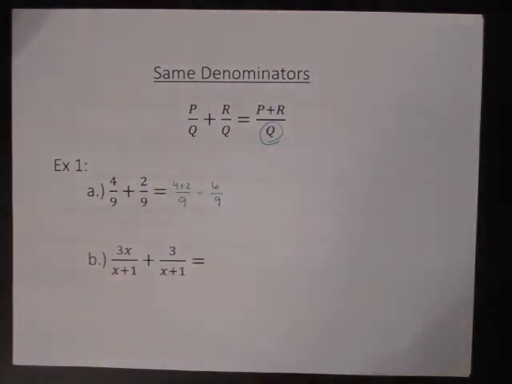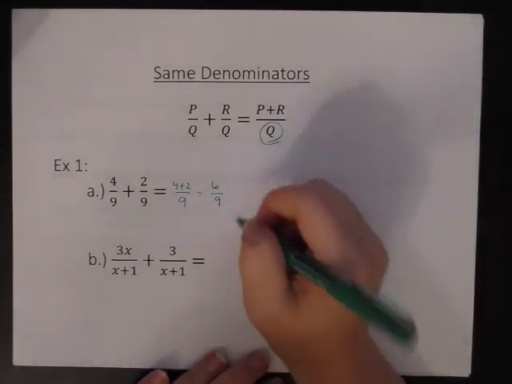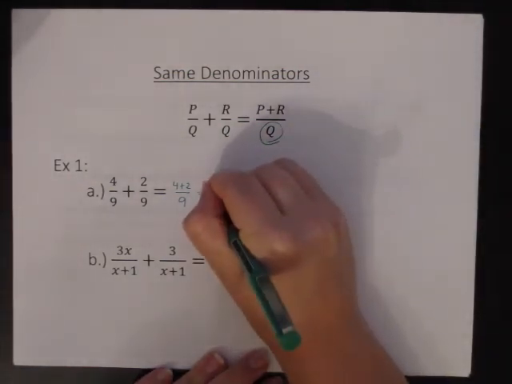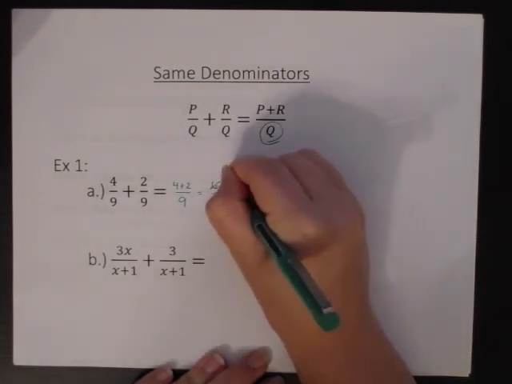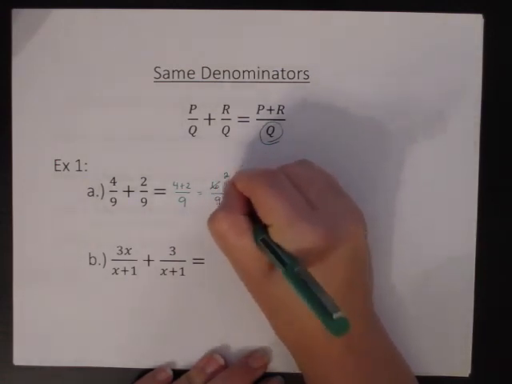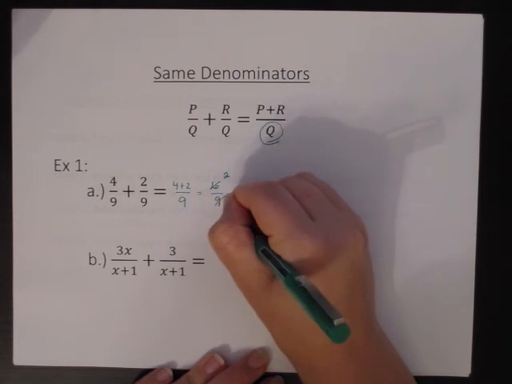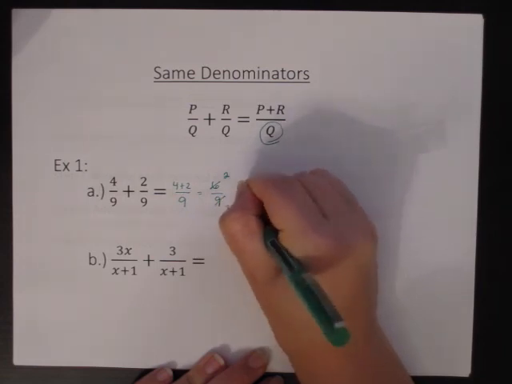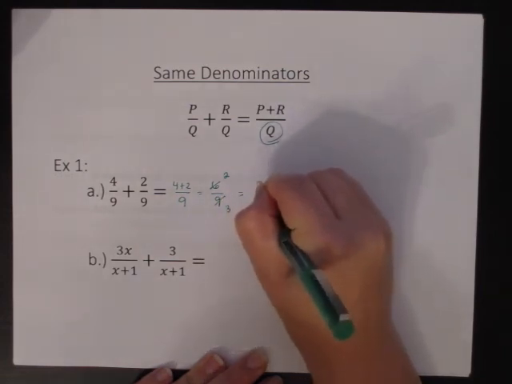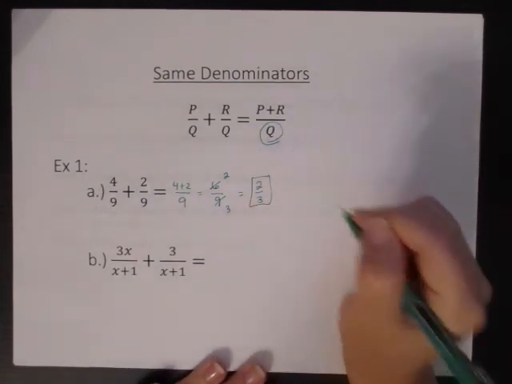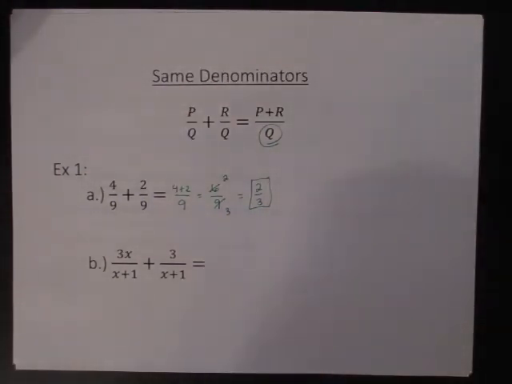Now, when I'm dealing with fractions, I have to make sure that they're all the way reduced, just like I have to do with rational expressions as well. So what goes into 6 and 9? 3. So if I divide 6 by 3, I'm left with 2. And if I divide 9 by 3, I'm left with 3. So my final answer would be 2 over 3. This is going to be super important. Make sure that you reduce your fraction or rational expression as much as possible.